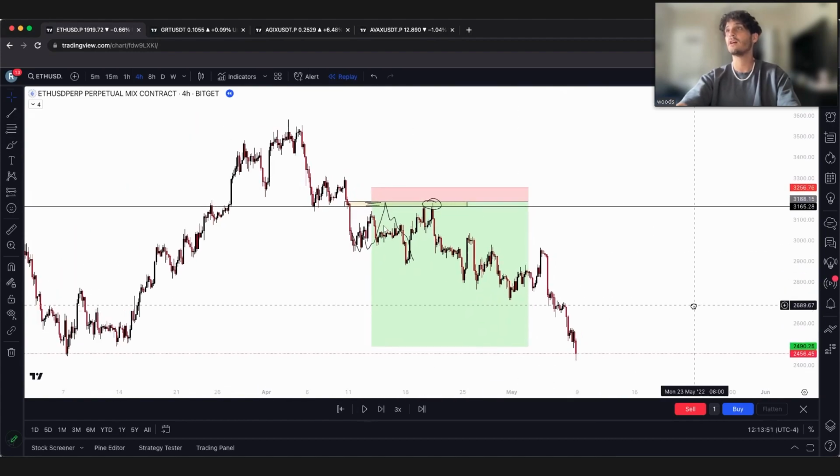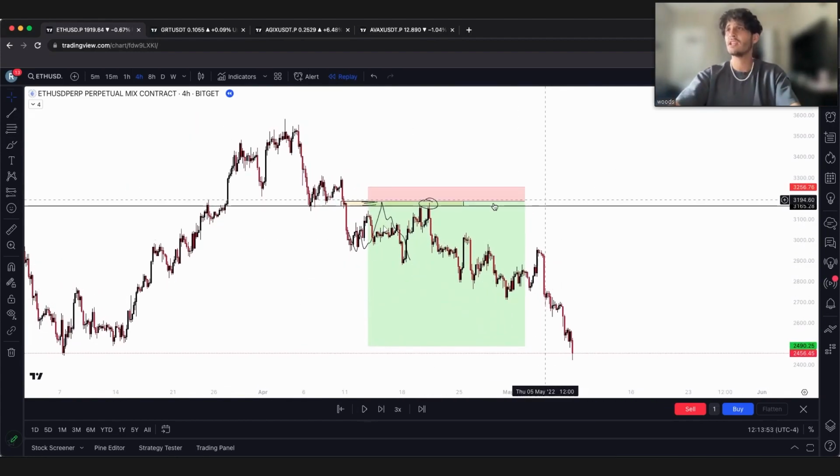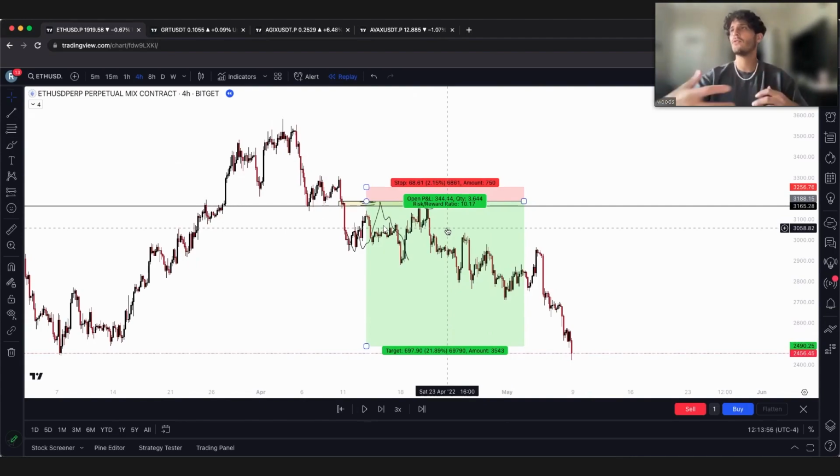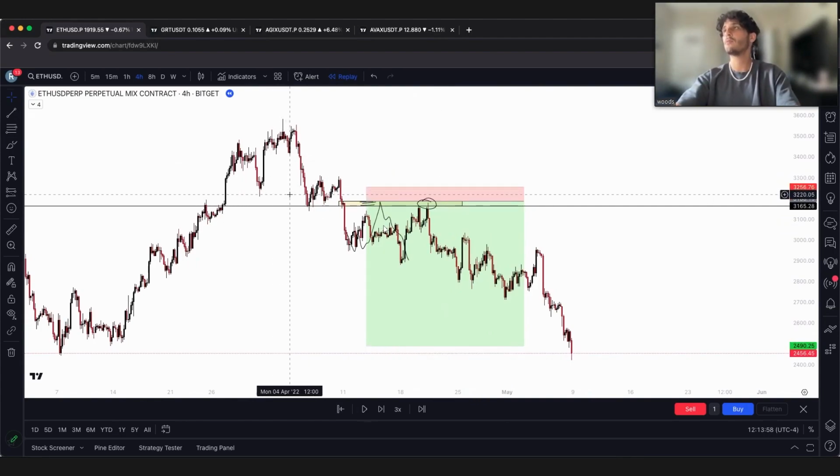0.7% on a 2% validation. That's a beautiful return. Not saying every play is going to play like this, but this is just a good example on getting your foot in the door of playing supply zones.